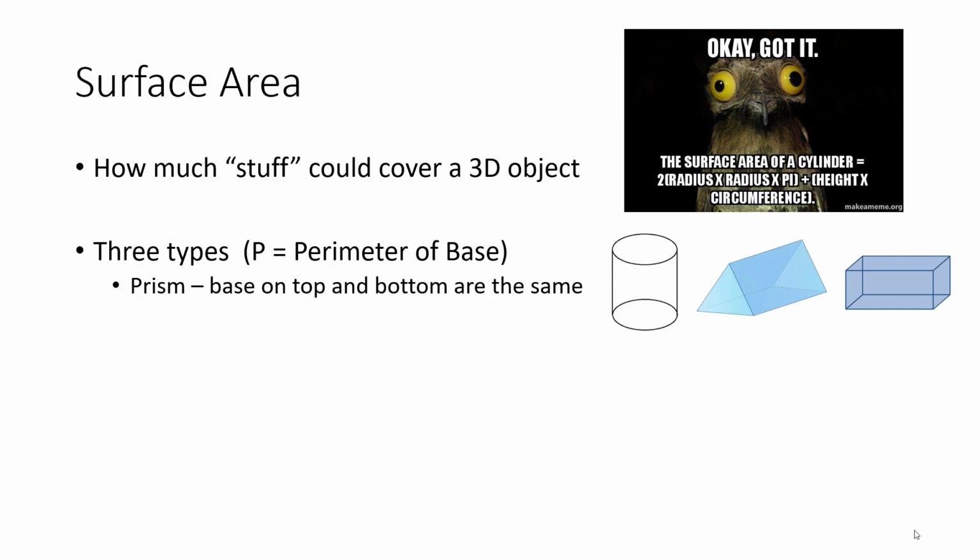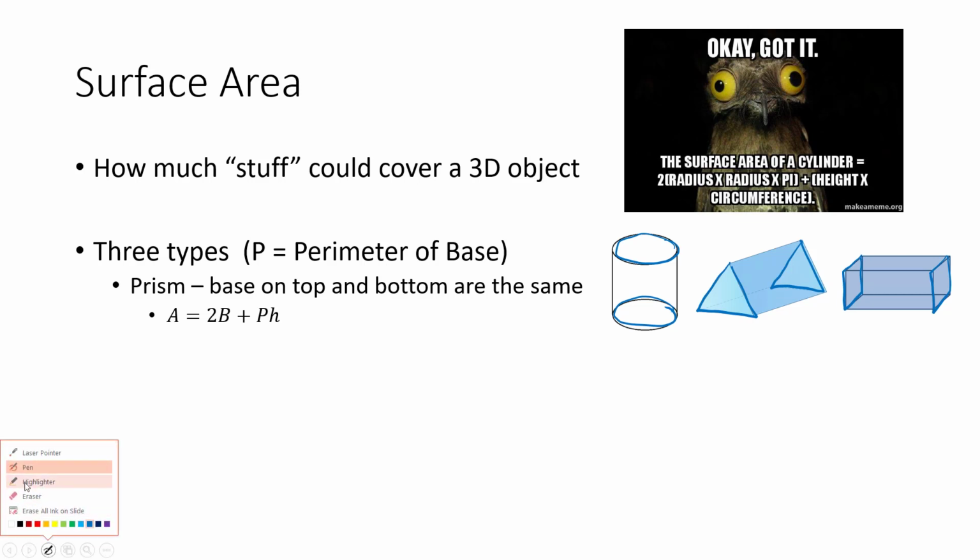So first, the prism. We've seen prisms before. Prisms have the same shape on the bottom and the top. Bottom and top are relative. They're just the bases that are connected, and that shape goes all the way through. It doesn't matter what shape that is. All of them have the exact same formula for surface area. And that formula is 2 times B, the area of the base, plus the perimeter of the base, times the height. 2B plus Ph. That's a good formula to commit to memory.